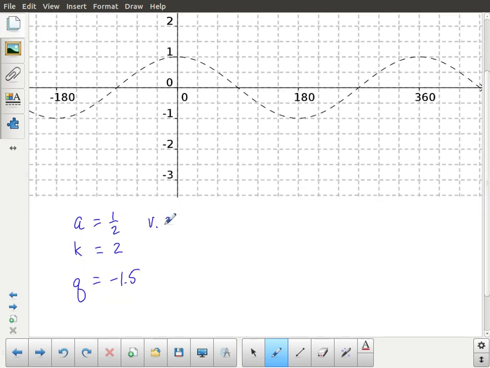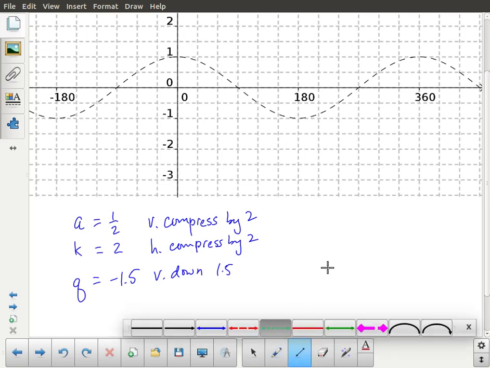This is a vertical compression by 2. This is a horizontal compression by 2. And this one is a vertical shift down 1.5. In terms of key features again, let's start with the axis of the curve. From the center down to -1.5.